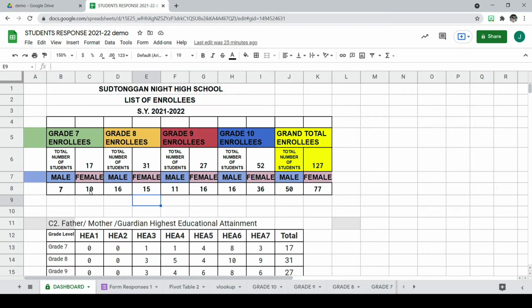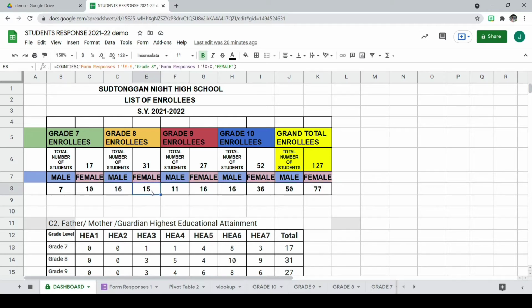So you're going to copy that one. Then instead of male, you will change it to female. Take note that it is case sensitive, so whatever is in your form responses should be the same as what is written here. So if it's female in small letters, it should be female in small letters. If it's capital, then it should be capital.